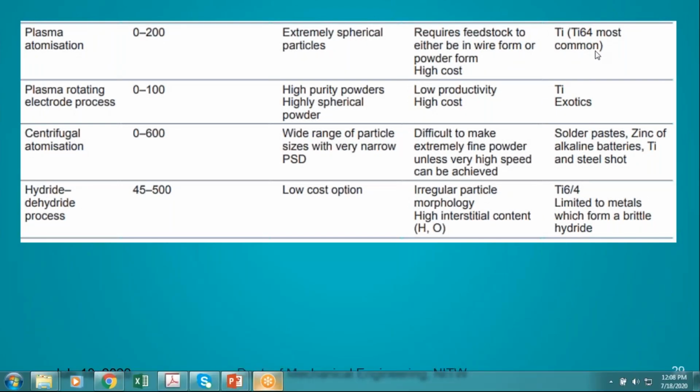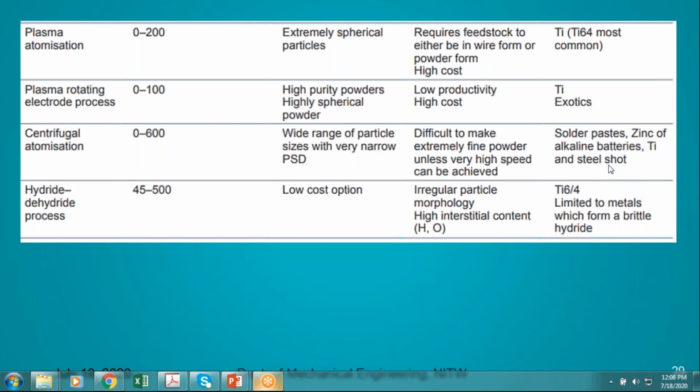And the other technique, plasma atomization, can go from 0 to 200 microns. Extremely spherical particles are produced in this plasma atomization process, especially for Ti-6Al-4V titanium powder. The major thing is that we have to use a feedstock either in the form of a wire or in the form of a powder, which was already produced by gas atomization or water atomization. Once again we can use it for plasma atomization to produce extremely spherical particles.